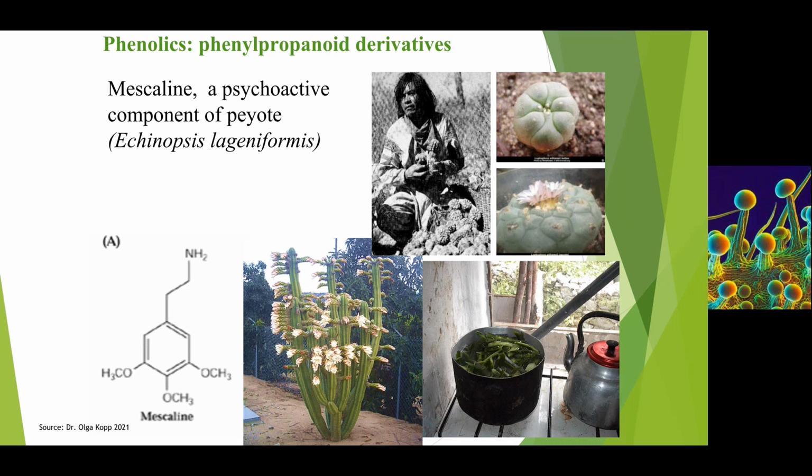Most natural medicines that we extract from plants and fungi are in the phenolic category. Some fall under the other secondary metabolite categories, such as alkaloids, for example. One that many people are familiar with is mescaline or peyote.